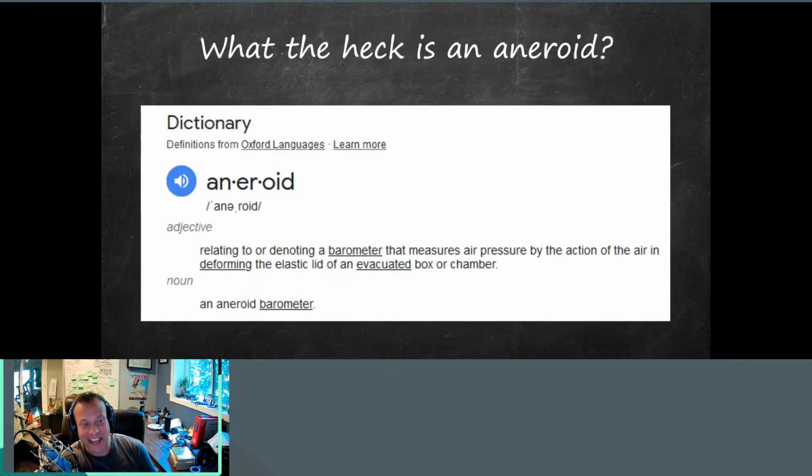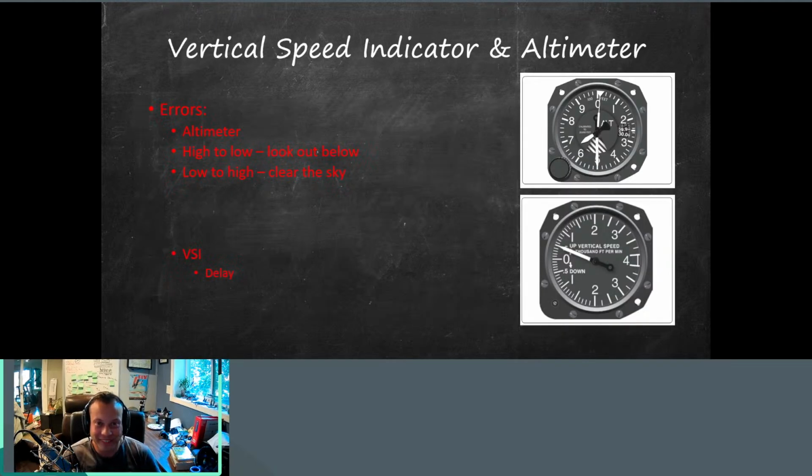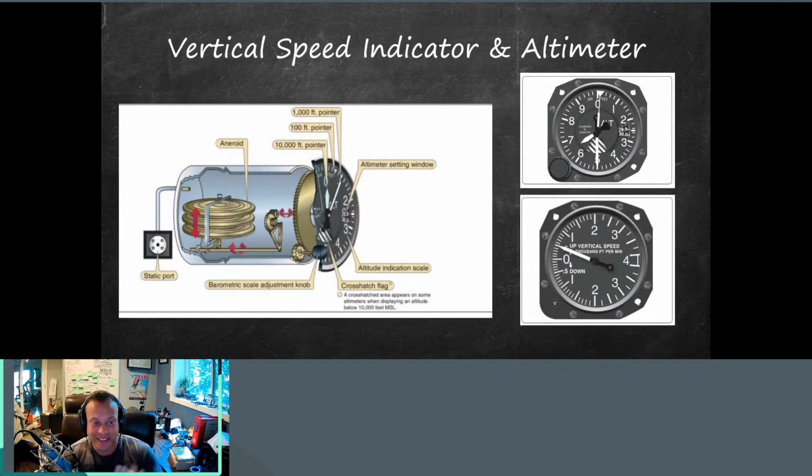Now, what the heck is an aneroid? I looked this up. An aneroid is relating to denoting a barometer that measures air pressure by the action of the air in performing the elastic lid of an evacuated box or chamber. Basically, it's a little chamber that helps you determine air pressure. It's a barometer. Now, let's go back to this picture here.